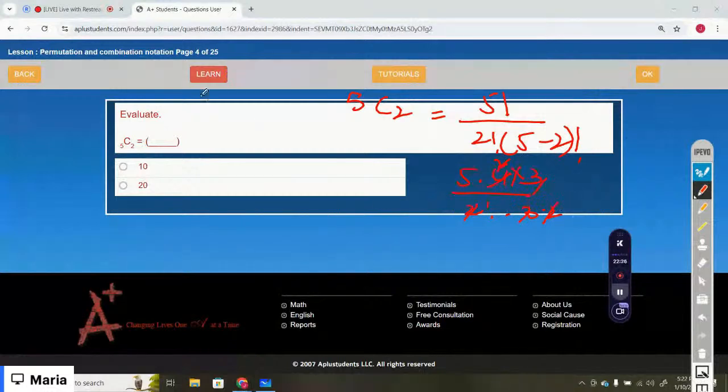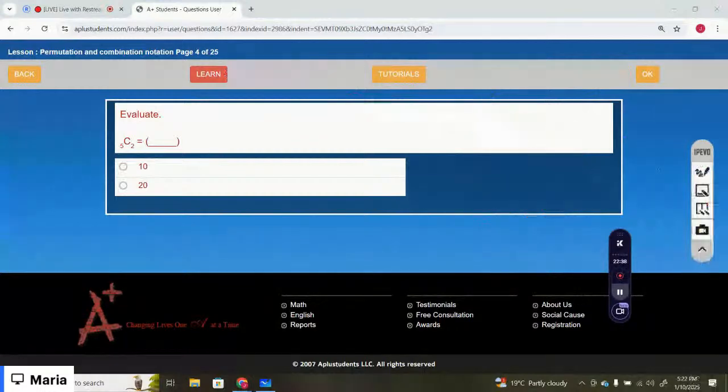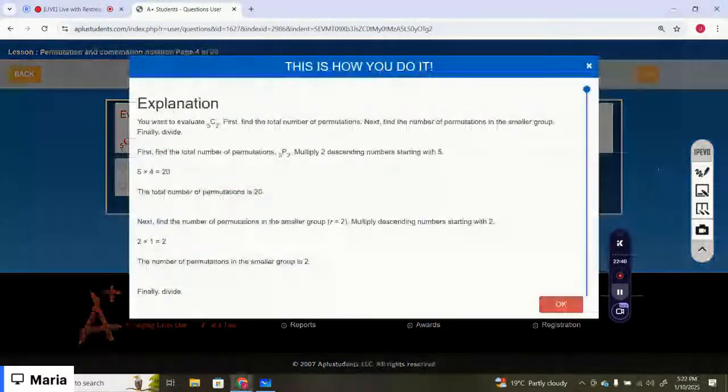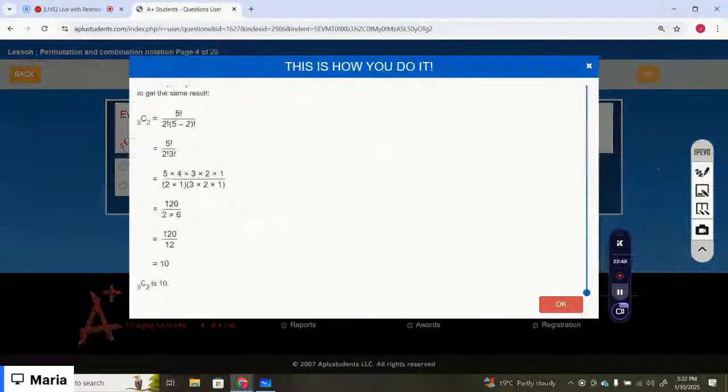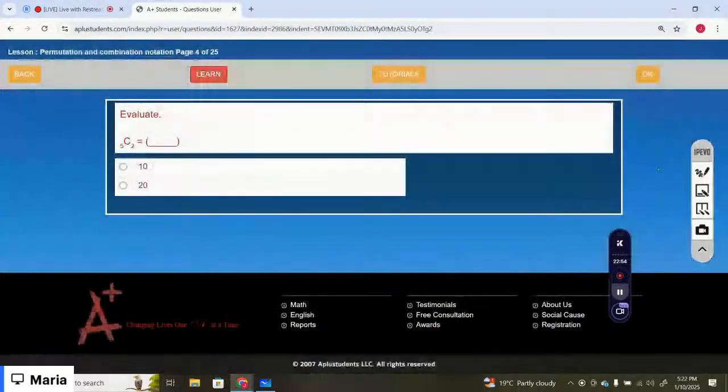Hold on, why 10? Oh, that is 10, yes. The correct option is option number 1, that is 10.